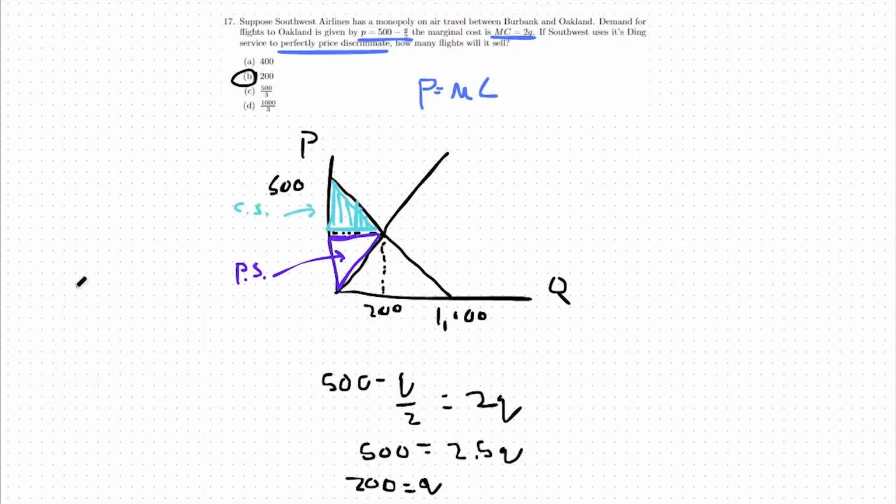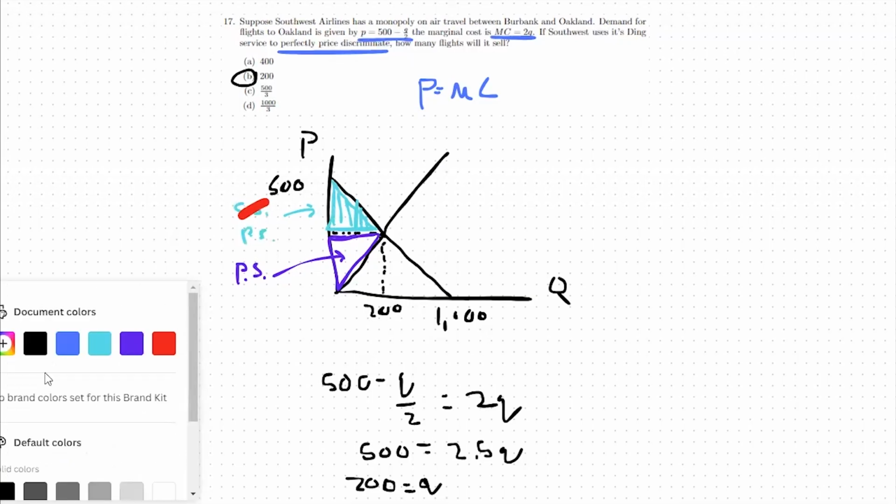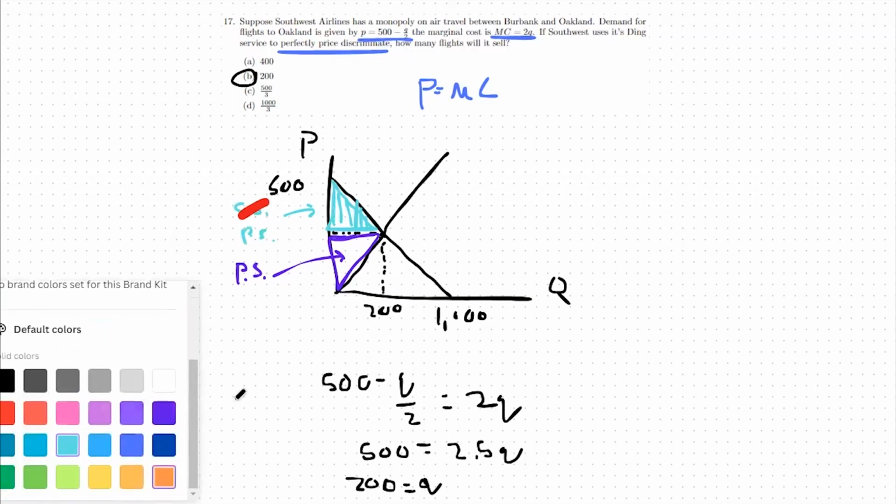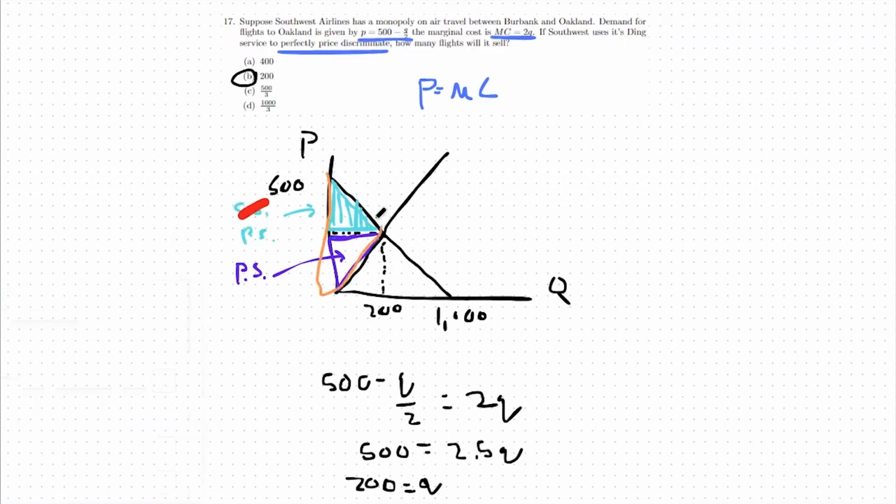So consumer surplus turns into producer surplus. This means the producer's total surplus will be the orange triangle here, this entire both consumer surplus and producer surplus.